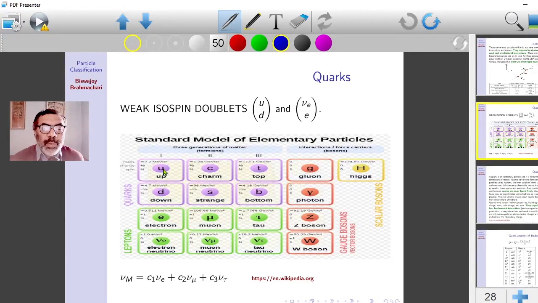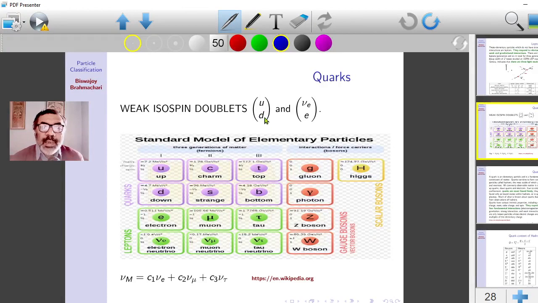And sometimes we put U and D, or C and S, or T and B in the form of a doublet. Nu E and E also in the form of a doublet. These are weak isospin doublets. Here the upper member has weak isospin plus half and the lower member has weak isospin minus half. Similarly here, weak isospin plus half for Nu E and weak isospin minus half for the electron.